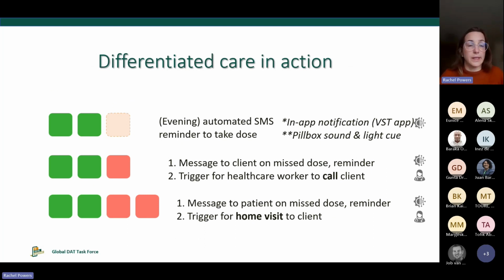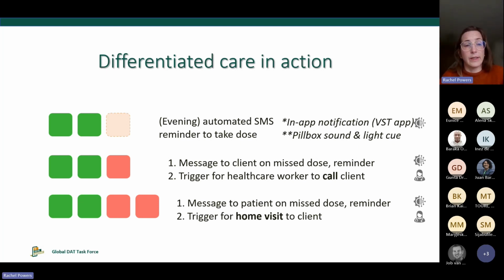So let's look at some of these examples. I described earlier, potentially an evening automated SMS that's a reminder for someone if they have not yet taken their dosage for the day. We know typically TB medications can be taken in the morning, especially if it's for DSTB. So you can think about if it's the end of the day and someone hasn't reported their dose, maybe they would get a message to remind them, okay, don't forget to take your dose, text it in or open the box. And that could be something like an SMS. It could also be something like an in-app notification or an alarm from the box. And this would be a technology intervention.